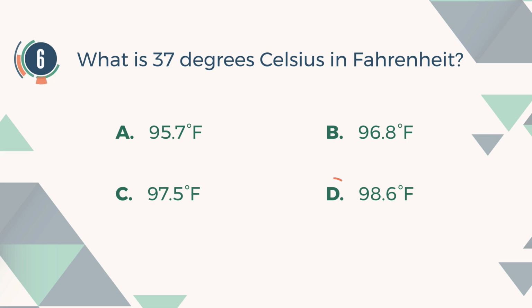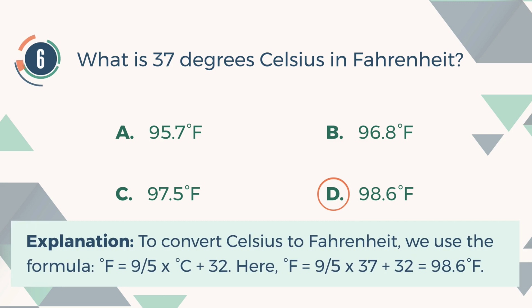The correct answer is D. 98.6 Fahrenheit degree. Explanation. To convert Celsius to Fahrenheit, we use the given formula. Fahrenheit equals the temperature in Celsius multiplied by 9/5 plus 32 degrees. Here, the Fahrenheit degree is equal to 9/5 multiplied by 37 plus 32, and we get 98.6 Fahrenheit degrees.